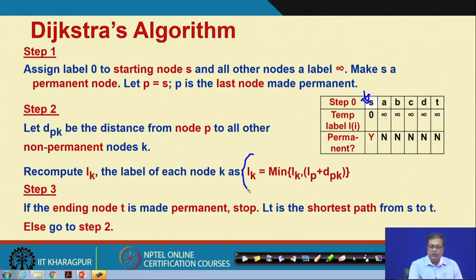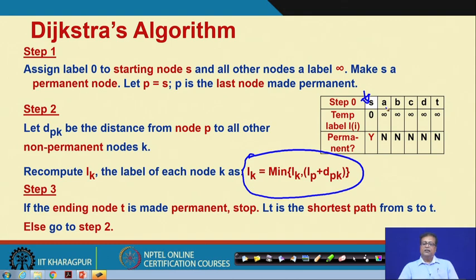So, Lk is equal to the minimum of the currently available value, that is infinity or whatever, and Lp, the value of the last permanent node, say 0 here, plus the distance from S to that node. So, if it is A, then Lp is 0, because Lp is Ls, which is 0, and dpk is dsa, whatever the distance is from S to A, that you have to add. So, like this you proceed, and finally, if the ending node T is made permanent, stop.